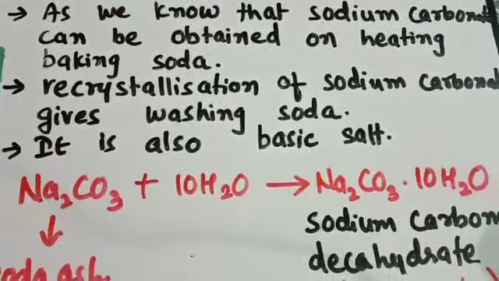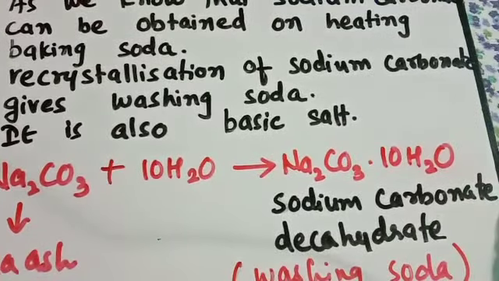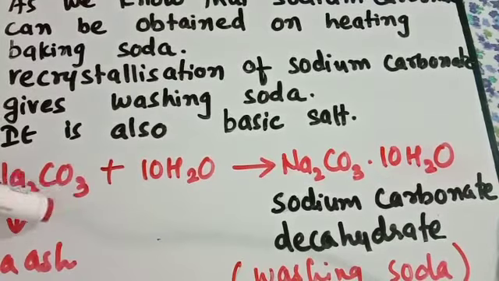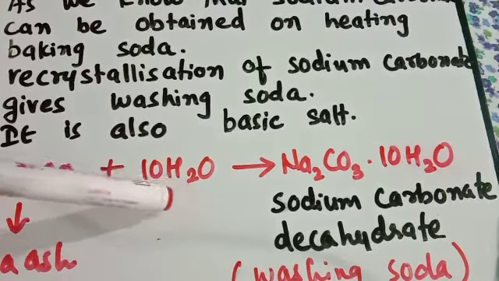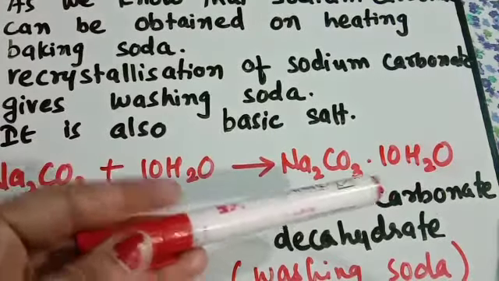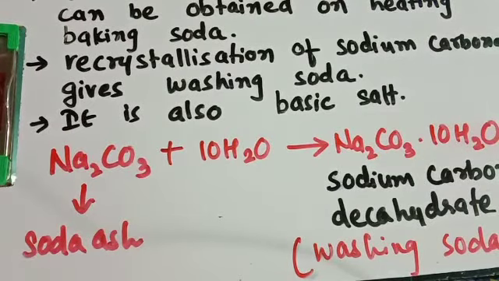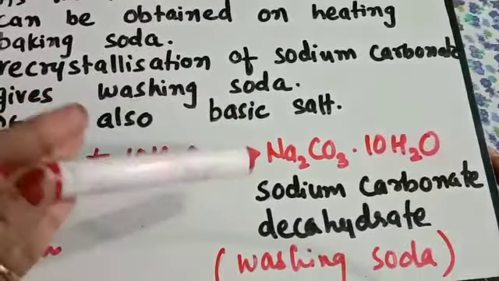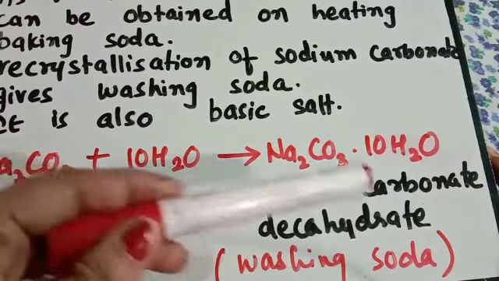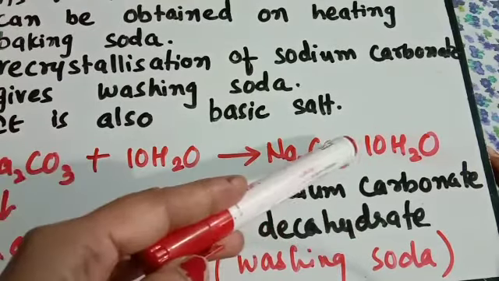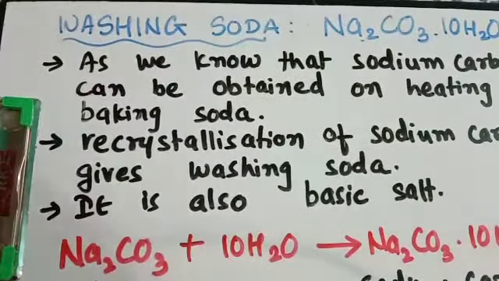It is also a basic salt and the reaction goes like this. Na2CO3 plus 10H2O gives Na2CO3·10H2O. It's very simple, there are no more reactants. Na2CO3 plus 10 water molecules gives Na2CO3·10H2O. Na2CO3 is sodium carbonate, and one more name is soda ash. And Na2CO3·10H2O is washing soda, but chemically we can call it sodium carbonate decahydrate. Deca means 10.